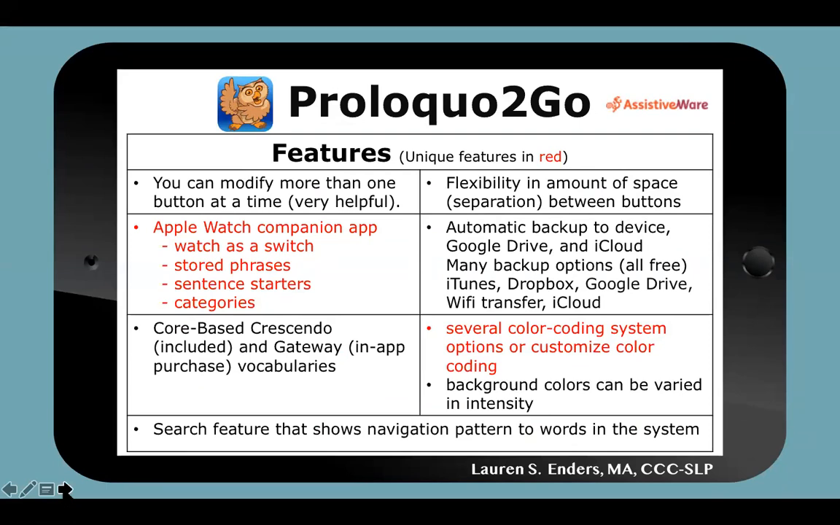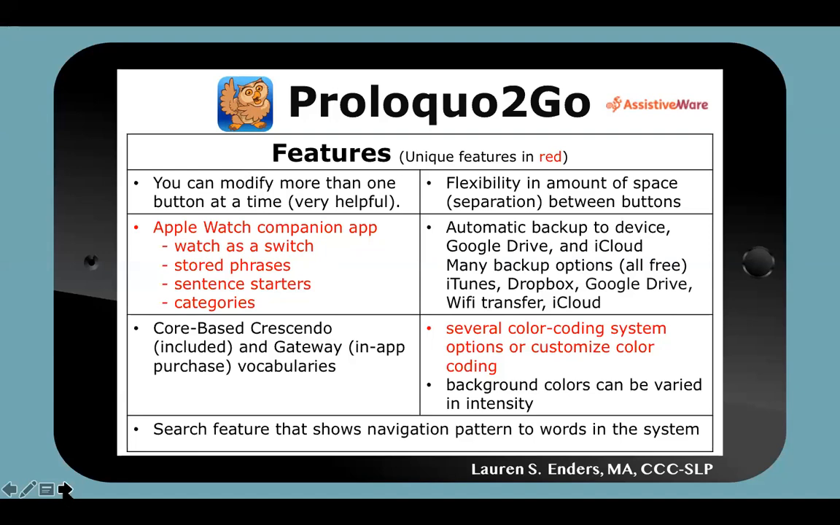It has the core-based Crescendo, which is their kind of research-based, core-based user. It also offers Gateway, which is a core-based program that's been out for many years. We used to see them on Dynavoxes, on 3100s, and on VMAXs. It's by Joan Bruno, and you can still get Gateway on a number of apps, and ProLoquo was one of them. It's an in-app purchase for an additional, I believe, $150 on top of the ProLoquo to Go.